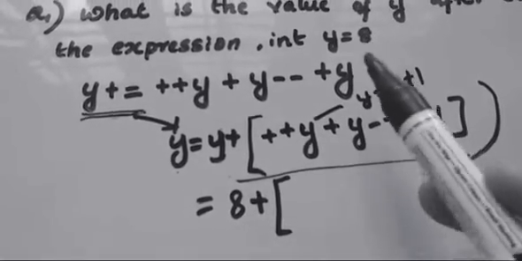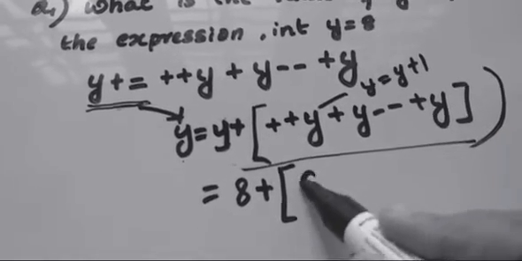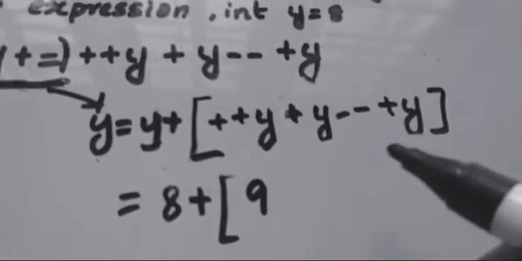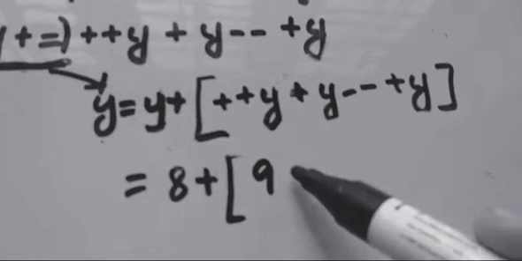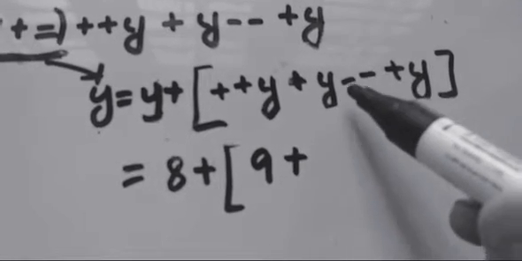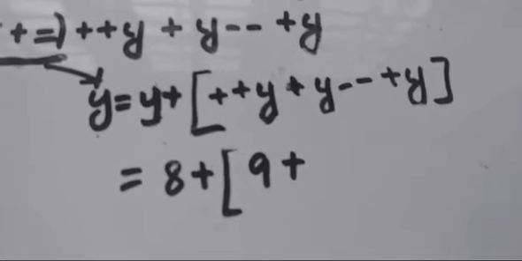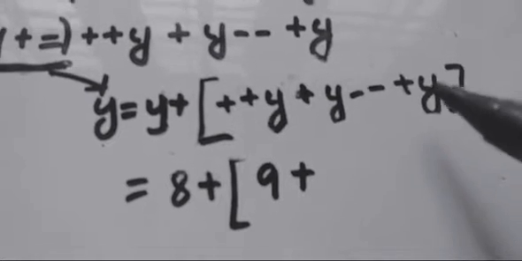So what is the initial value? 8. 8 plus 1. What is it? 9. So ++y is 9. So the new updated value of y will be 9. Then put a plus. Then what is the next thing? y--. So what type of operator here we are using? It is decrement operator. What type of decrement?